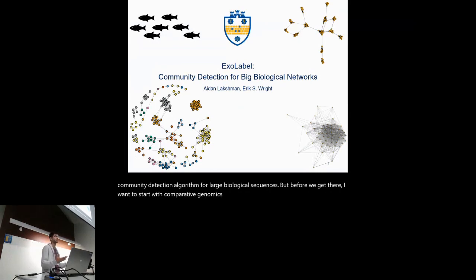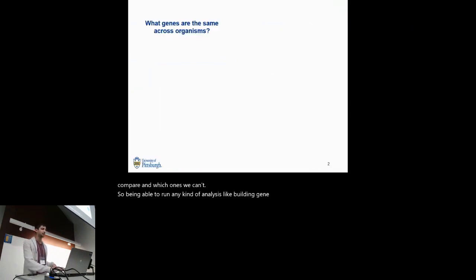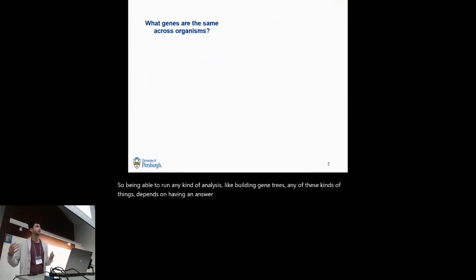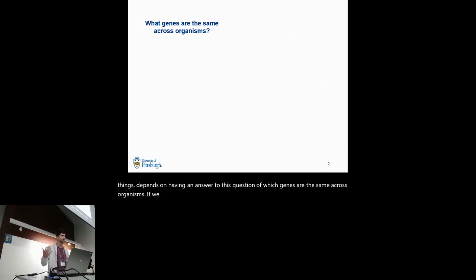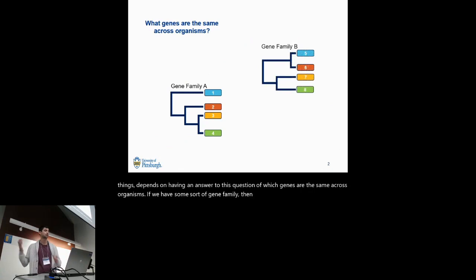People will probably be shocked to learn that comparative genomics is all about comparing genomics data. And in order to compare genomics data, we have to know what genes or genomic sequences we can compare and which ones we can't. So being able to run any kind of analysis, like building gene trees, depends on having an answer to this question of which genes are the same across organisms. If we have some sort of gene family, then we could reconstruct gene trees for them. But we don't want to build gene trees for genes that are not the same, and we want to build gene trees from all the genes that are the same.